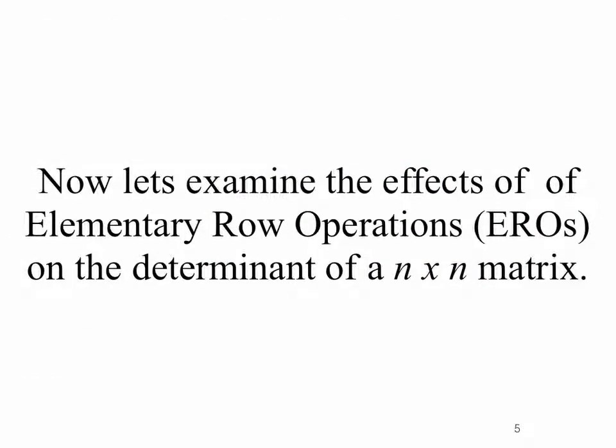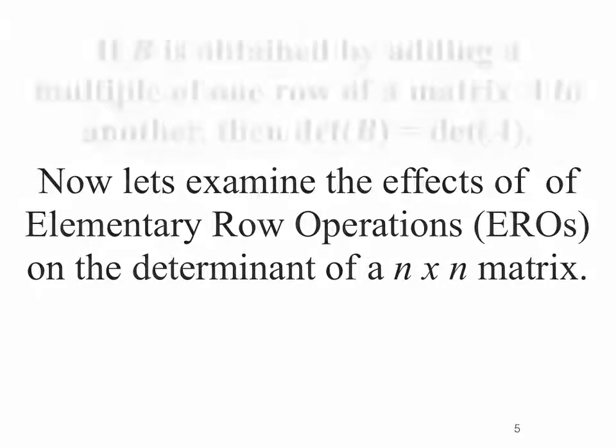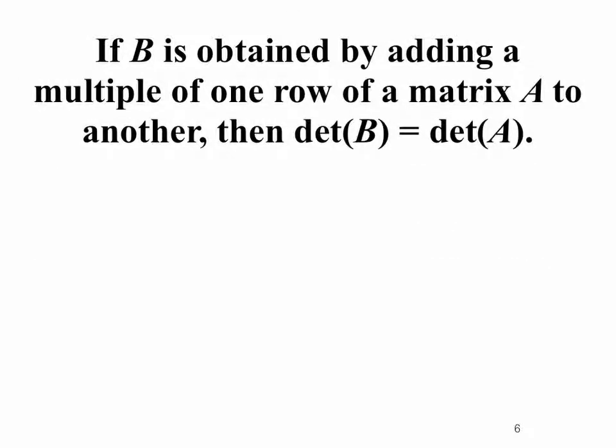Alright, so now let's examine the effects of elementary row operations on the determinant of an n by n matrix, because as we're doing many of the things we have to do in linear algebra, we have to apply elementary row operations to our matrices, and we like to see how that impacts the determinant of the matrix. So if B is obtained by adding a multiple of one row of a matrix A to another, then the determinant of B is equal to the determinant of A.